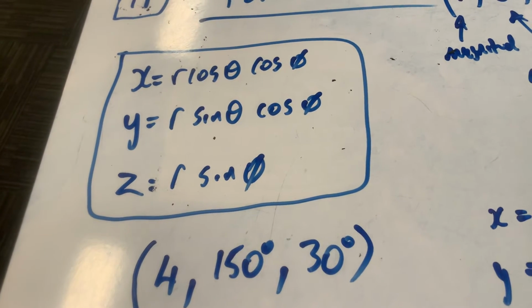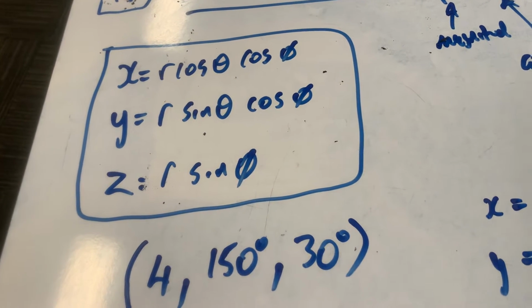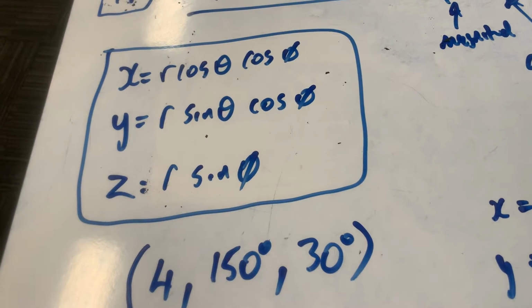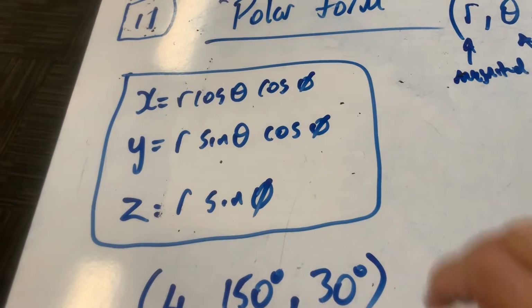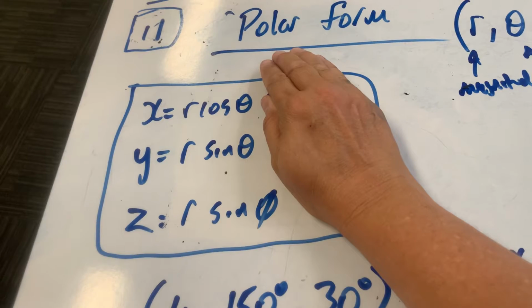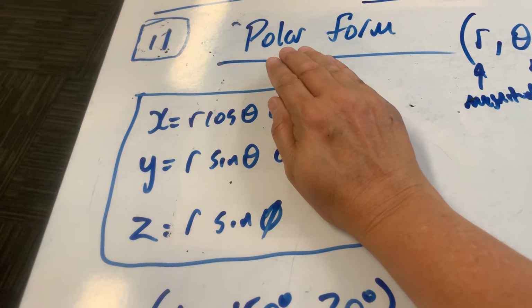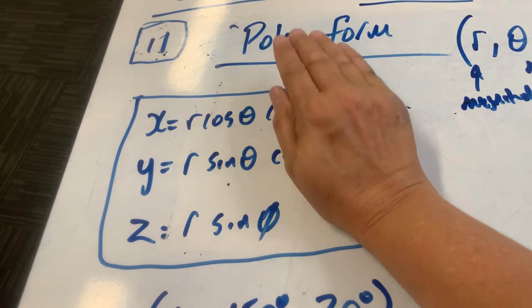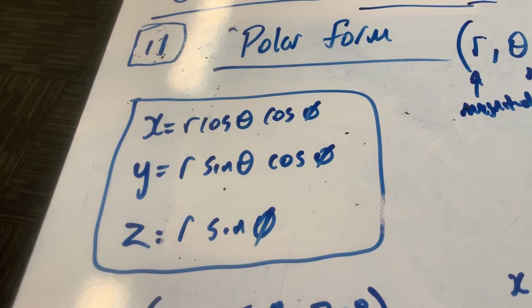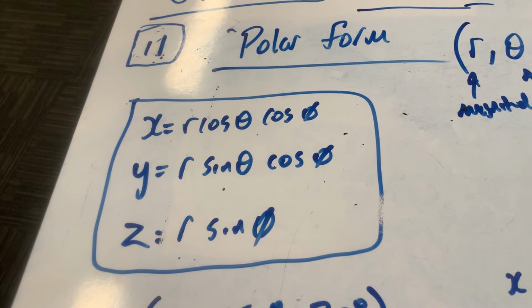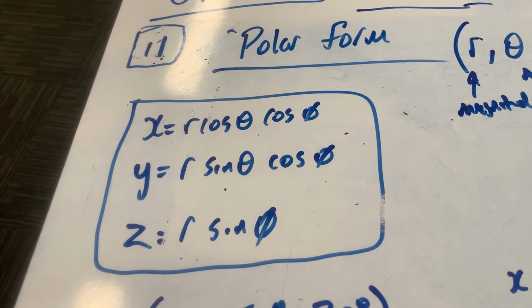To convert from polar form to Cartesian form, we need these conversions. Now, when we did it in 2D, we didn't have this section, and we didn't have the Z, obviously. So it was x equals r cos theta, y equals r sine theta. We now have x equals r cos theta cos phi, y equals r sine theta cos phi, and z equals r sine phi.